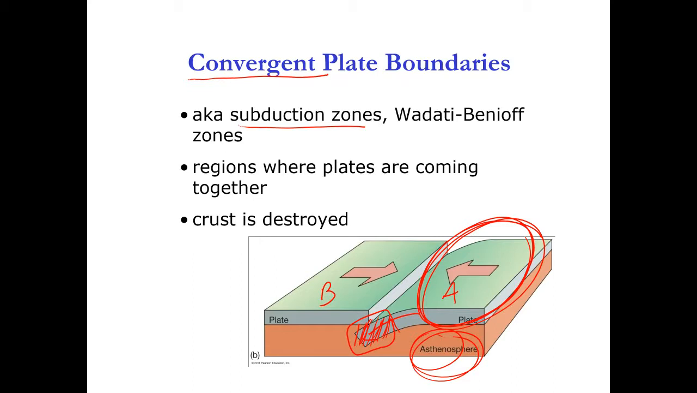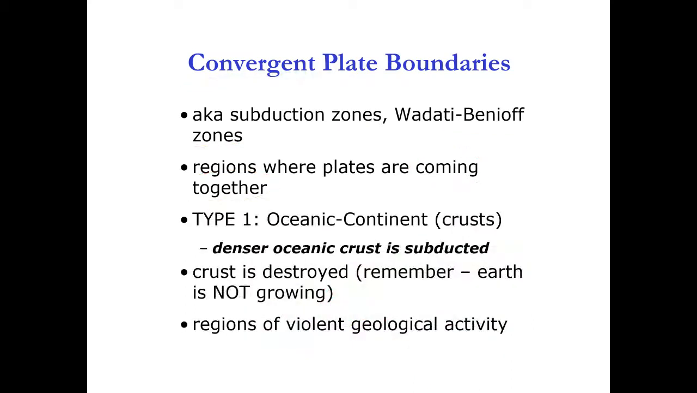It's also sometimes called a Wadati-Benioff zone. Again, a term that you heard before when we talked about the earthquake boundaries back in the proofs, just because of the scientists that are responsible for it. These are regions where plates are coming together and it's recycled, so the crust is destroyed. Now remember, we have 3 types, so we're going to go one at a time through each.